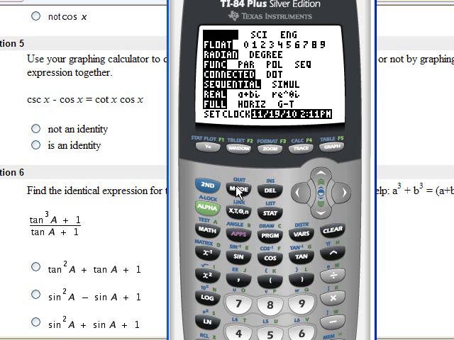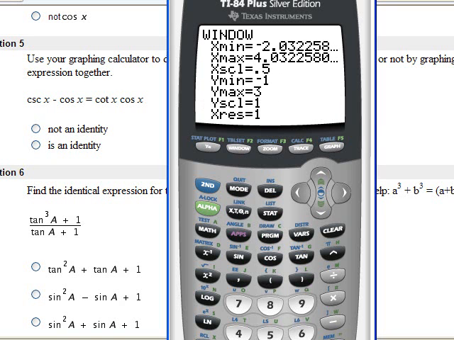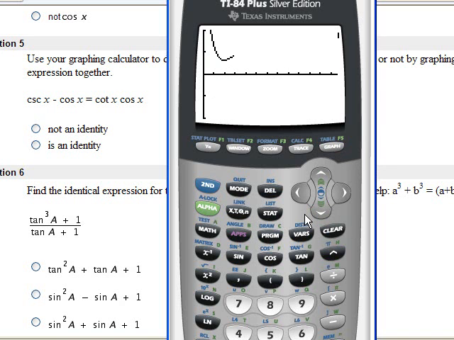Okay, and then I see that I'm in radians. I could be in degrees. Radians is a little bit more convenient because I can just go from 0 to 2 pi, for example. And scale really doesn't matter. The y minimum, I don't know, maybe I go between -2 and 2, anticipating that I have an amplitude of 1, maybe a little bit larger. And then I graph, and there's the left-hand side graphing. Still the left-hand side graphing. And there's the right-hand side graphing, and that is definitely not the same. And therefore, this one is not an identity.